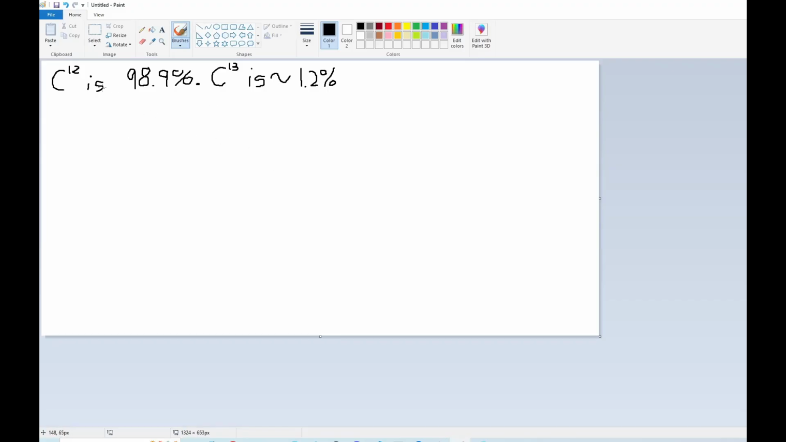All right, so let's say we have a sample of carbon. 98.9% of it is carbon 12, but 1.2% of it or so is carbon 13, based on a random thing I found online. So what you want to do is turn this percentage into a value between 0 and 1. You move this over here, and the new value is 0.989.